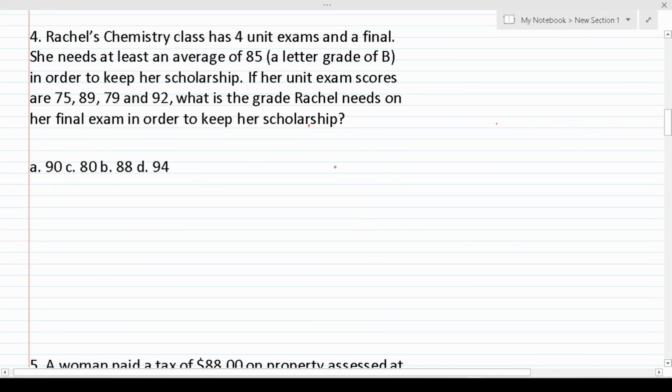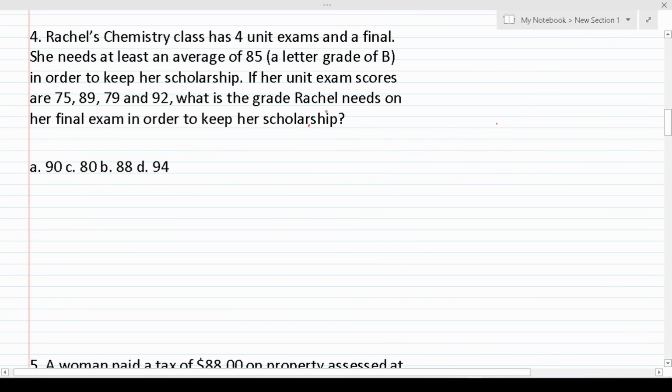Number 4 says, Rachel's chemistry class has 4 unit exams and a final. She needs at least an average of 85, a letter grade of B, in order to keep her scholarship. If her unit exam scores are 75, 89, 79, and 92, what is the grade Rachel needs on her final exam in order to keep her scholarship?